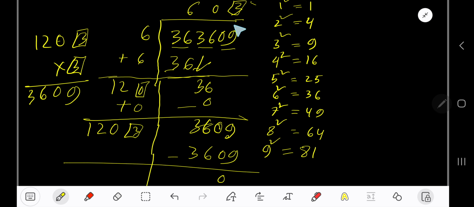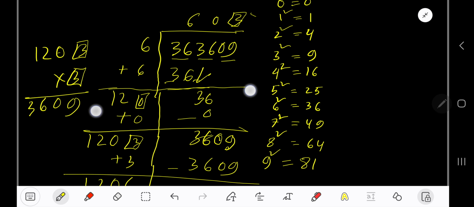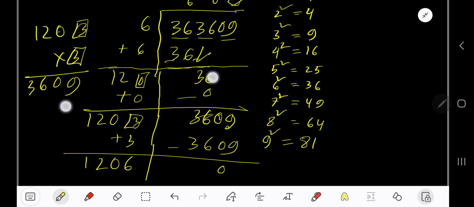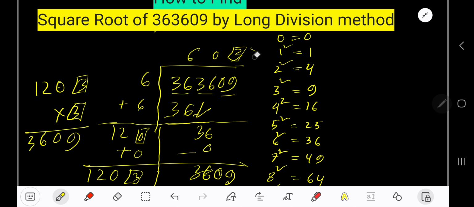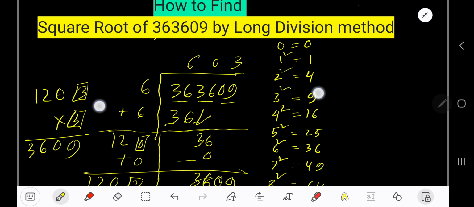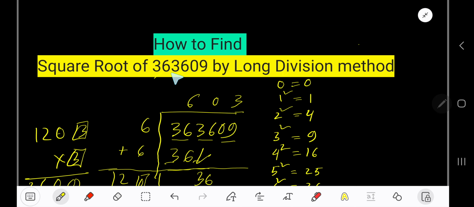Subtract, 0. Since you have placed the digit 3, the same digit will come here. 3 plus 3, 6, 0, 2, 1. The double of 603 is this, 1,206. So our answer 603 is correct. So the square root of 3,063,609 by long division method is 603.